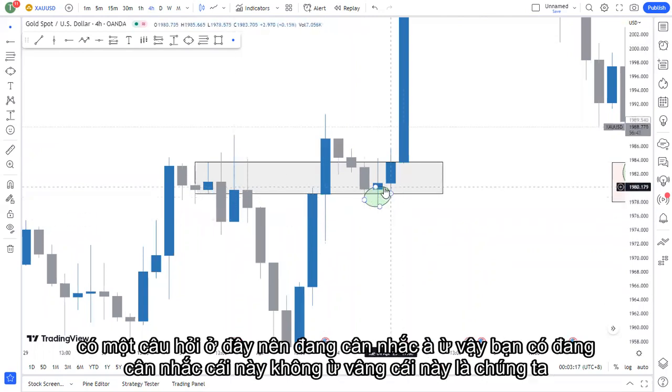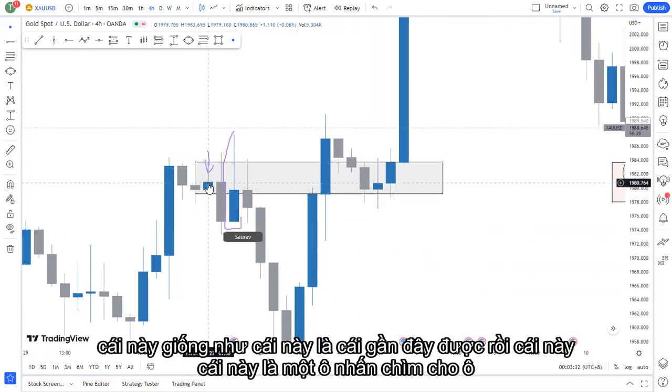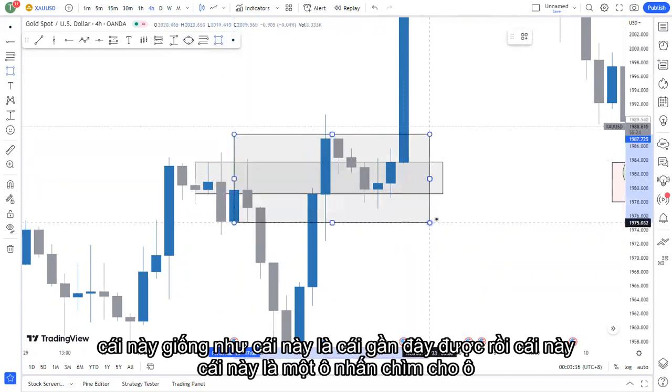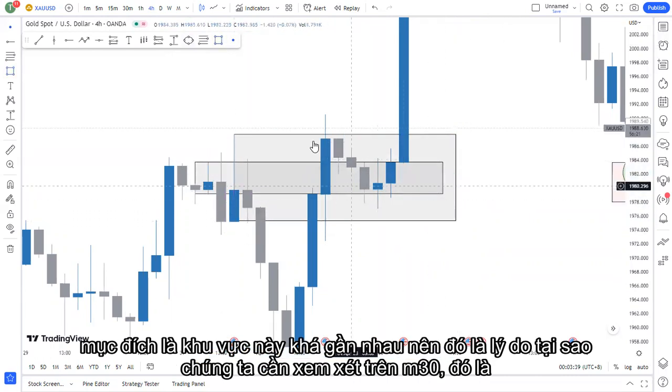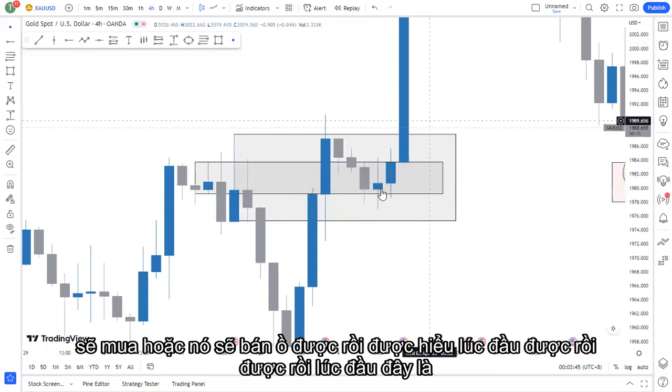So I had one question here. Are we considering this one? Or this one, which was the recent one? This one is an engulfing sell for sell purpose. This zone is quite close to each other, so that's why we need to look at M30, to see whether it's going to buy or it's going to sell. Oh, okay, understood.